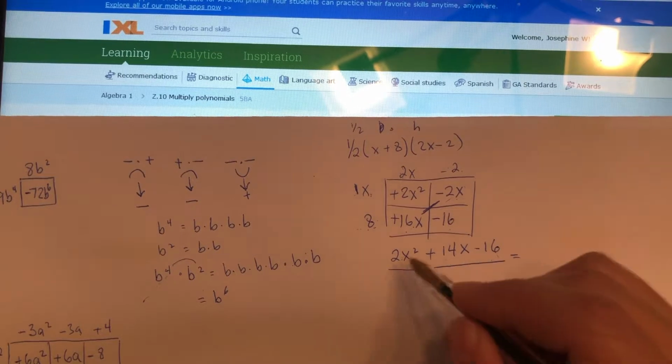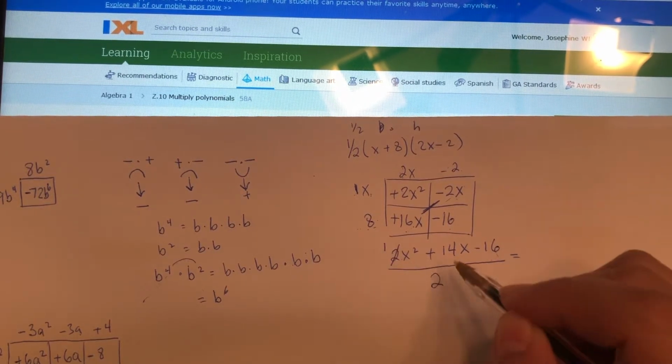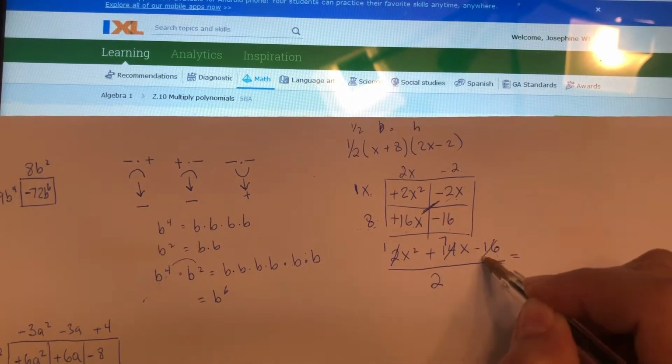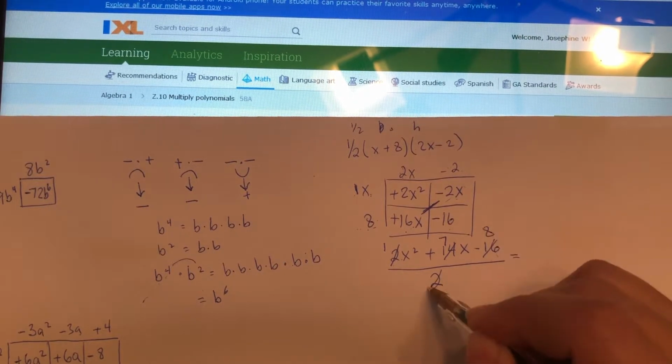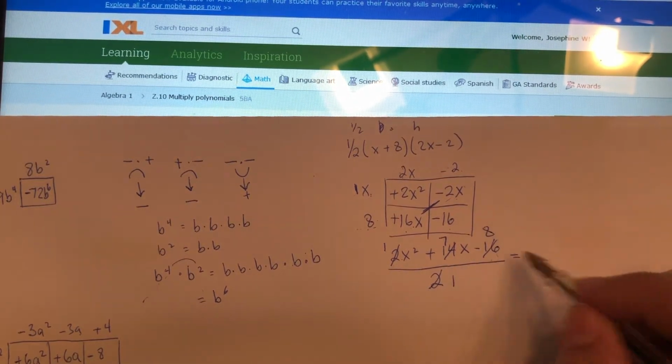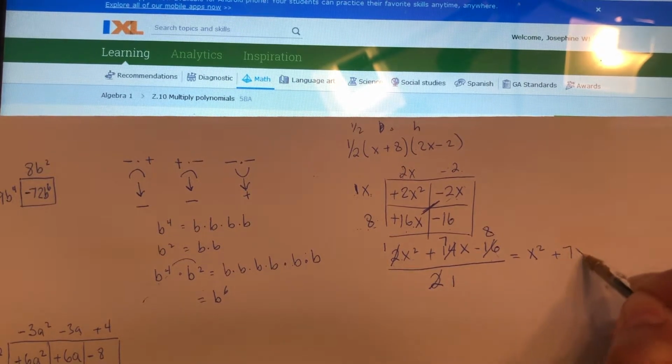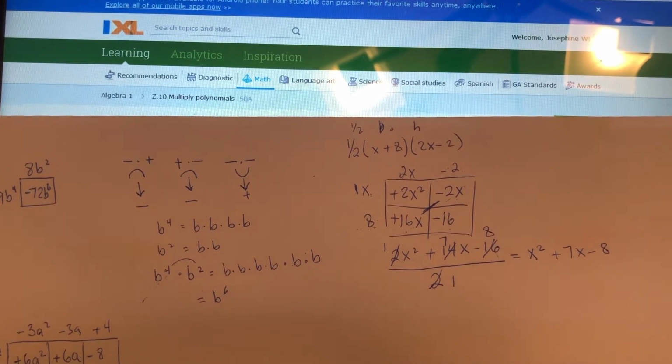So this is going to give you, this is going to be 1. This is going to be 7. This is going to be 8, and this is going to be 1. So I have 1x squared, and don't worry about putting the 1, plus 7x minus 8.